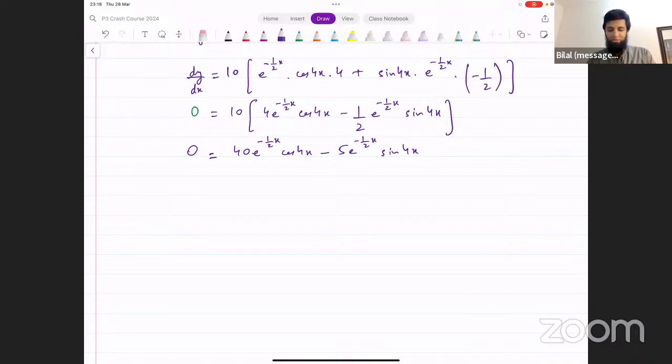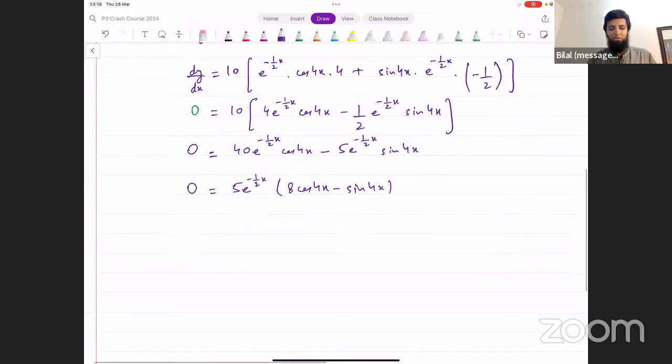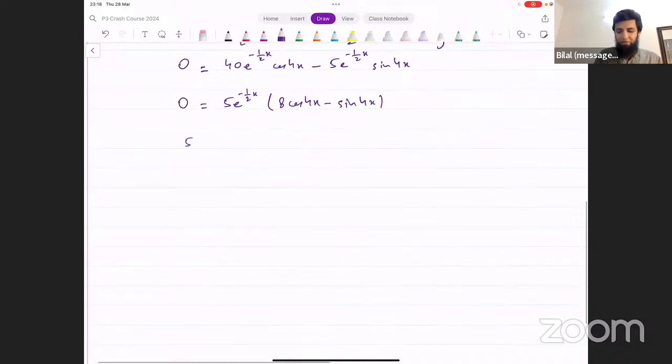Now we need to solve this equation. How do we solve this equation? We can take e power minus half x common, right? Let's see what we get when we do that. And we can take 5 common as well, actually. 5 e raised to the power minus half x. If we take that common, what are we left with inside? 8 cos 4x minus sine 4x. And this equals 0. Now it's a product and the result is 0. That means either 5 e raised to the power minus half x should be equal to 0 or 8 cos 4x minus sine 4x should be equal to 0.